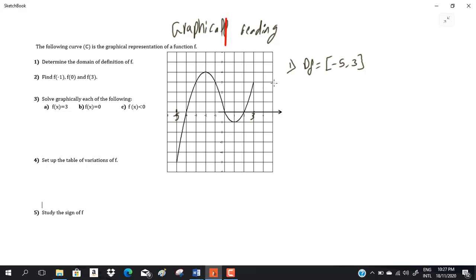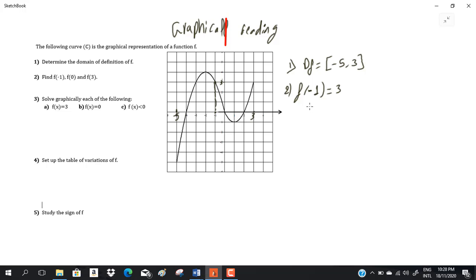Solve graphically. Part 2. Find f of -1. When he asks to find f of -1, it means that x equals -1, find y. X equals -1, we draw a vertical line, we go to the curve, and the ordinate is 3. So f of -1 equals 3.